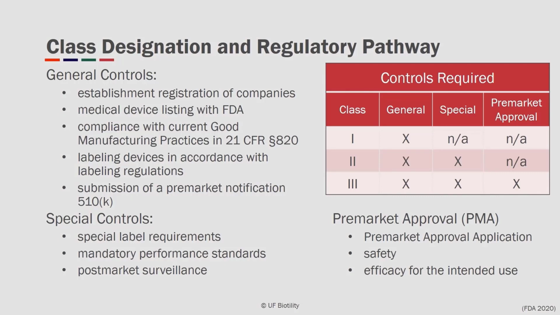Taking a look at the table on the screen, we really get a good image of how medical device classification dictates what is required for marketing medical devices in the United States. Class 1 low-risk devices only require general regulatory controls. Class 2 moderate-risk devices require general controls and special controls. The higher-risk Class 3 devices require general controls, special controls, and a pre-market approval.